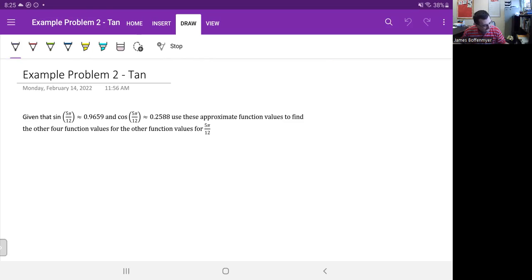So we have the angle 5 pi over 12. Now, there's 2 formulas you can use for the tangent one. Okay, there's 2. We're going to utilize 1 minus cosine of your angle all over sine of your angle. Okay, so that's the formula I'm going to utilize. You can utilize the other one, and let's see if we get the same answer.